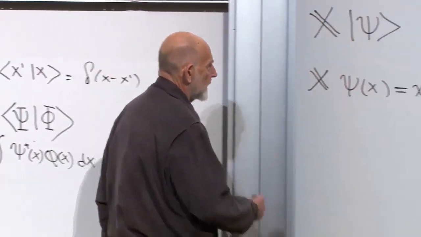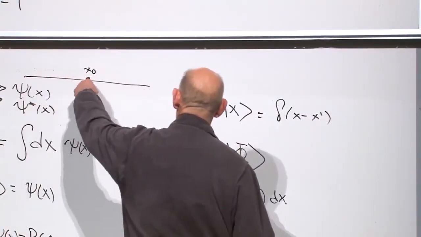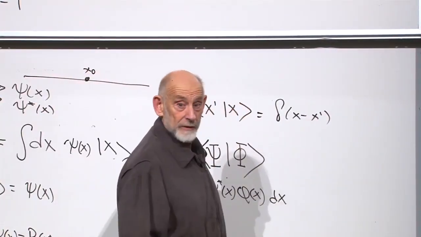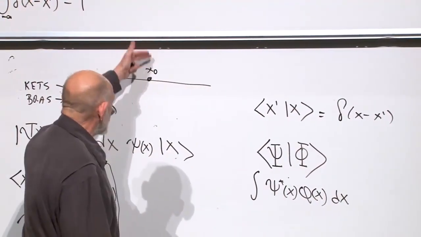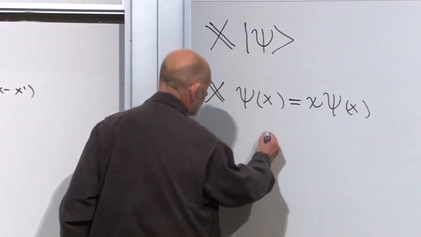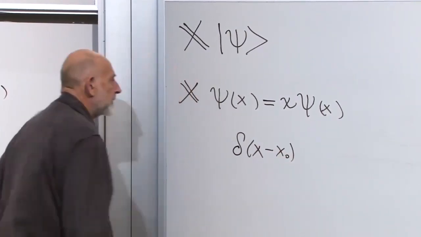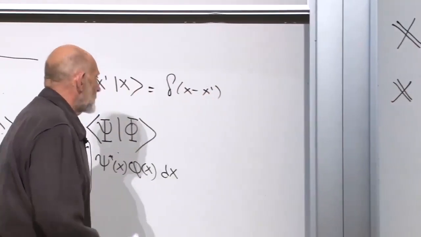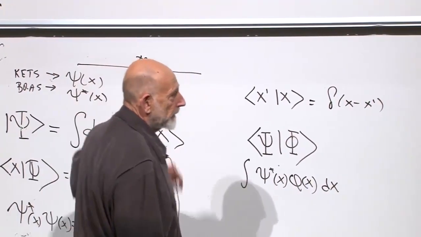What would we expect the eigenvector to be? It should be a function which is 0 everywhere except at x naught, right? That's what we would expect. It should be concentrated at x naught. And so let's try the function delta of x minus x naught. X naught is just a parameter here now. It's a function of x, but it's the function of x which represents the particle at position x naught.